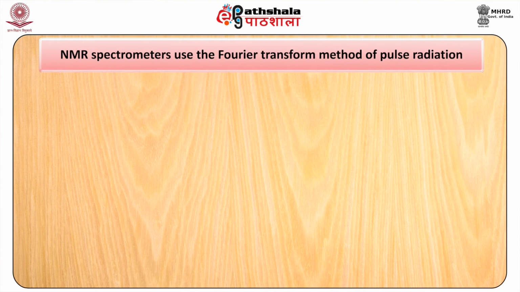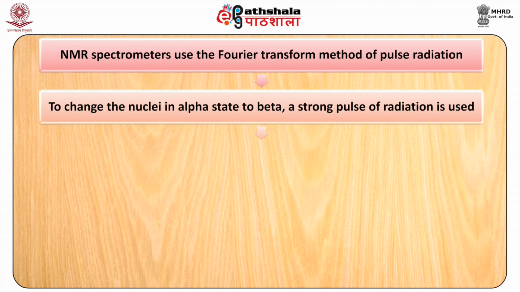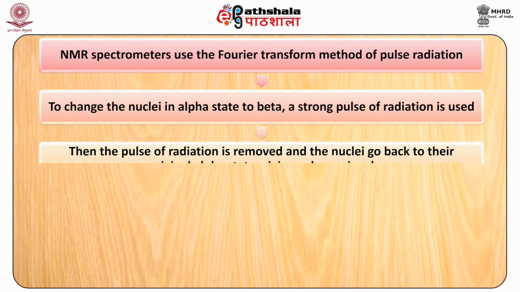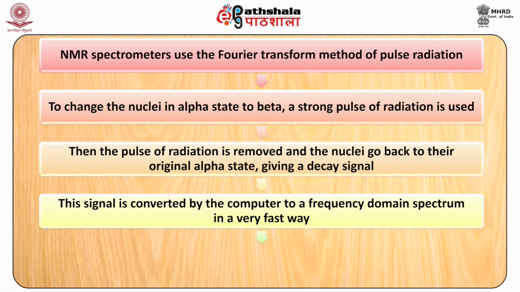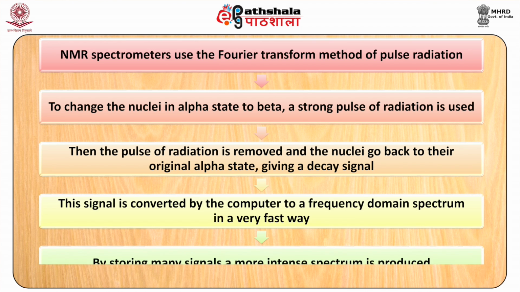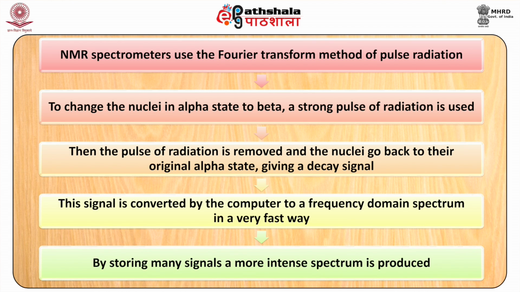Currently, NMR spectrometers use the Fourier transform method of pulse radiation. To change the nuclei in the alpha state to beta, a strong pulse of radiation is used. Then, the pulse of radiation is removed and the nuclei go back to their original alpha state, giving a decay signal. This signal is converted by the computer to a frequency domain spectrum in a very fast method. By storing many signals, a more intense spectrum is produced.